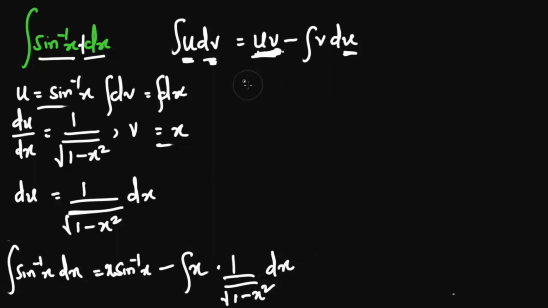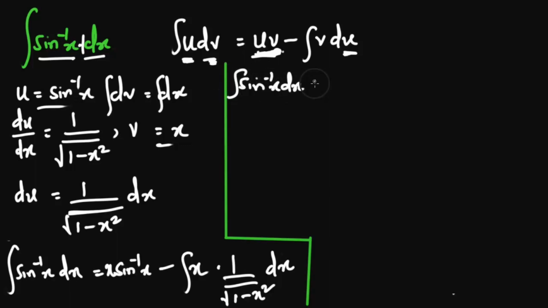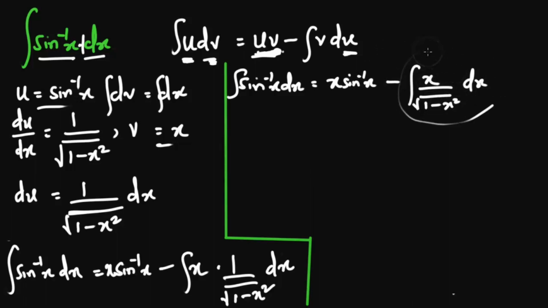Okay? So at this point, we need to simplify this. So what I have now is the integral of sine inverse of x dx is equal to x sine inverse of x minus the integral of x divided by the square root of 1 minus x squared dx. So we have another problem to tackle. We have to tackle this guy right here.